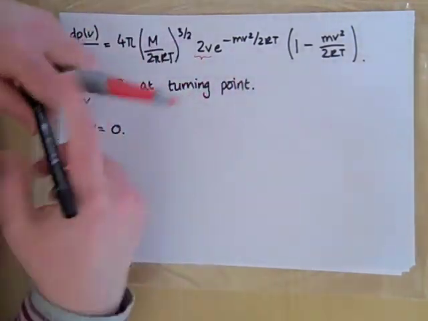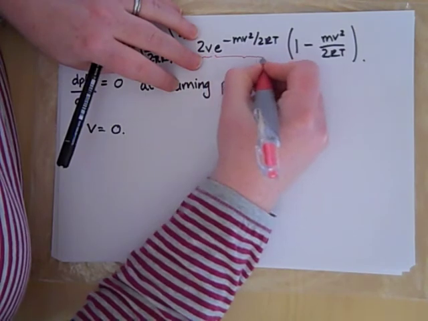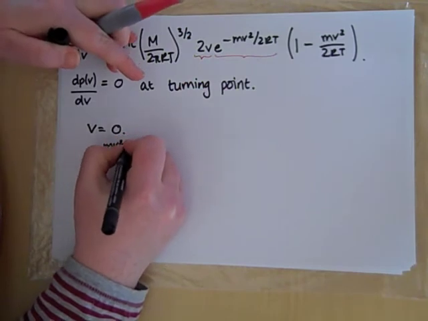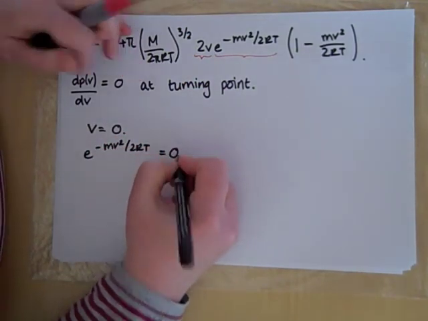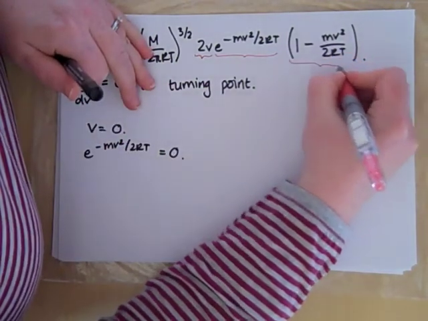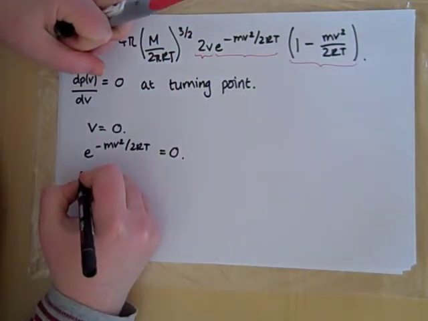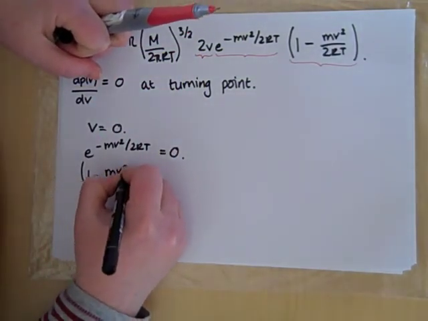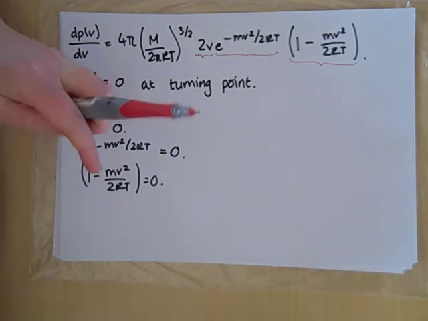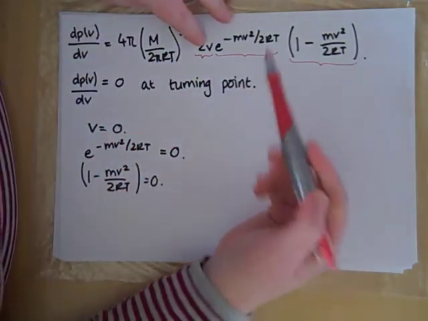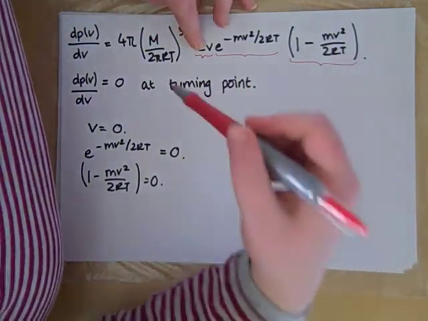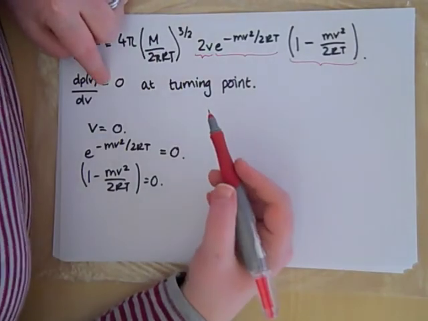I also have the solution that e to the minus mv squared over 2RT is equal to 0. Again, that is one of my solutions. And my final solution is this one here, which is 1 minus mv squared over 2RT is equal to 0. So the reason it's these three is I need to have a term with a velocity in it, a v in it. That's my only variable. And so that's the only thing I can change in order for this to be 0.